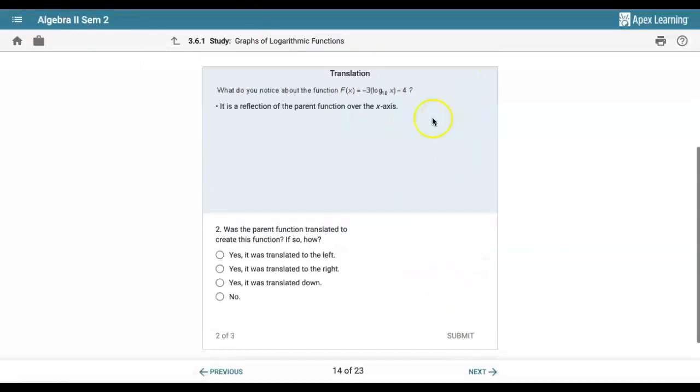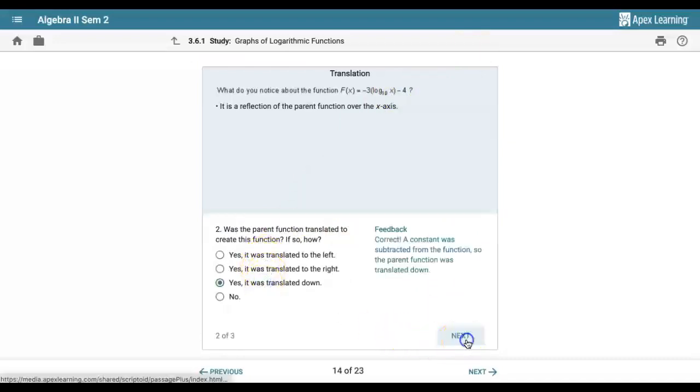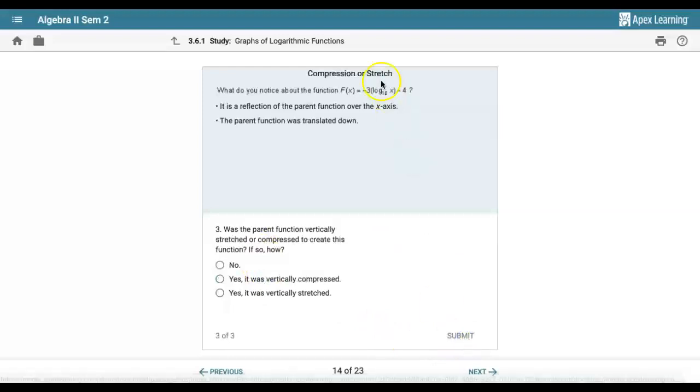Next question, was it translated? And if so, how? Well, we've got a minus 4 outside of our x value. So that means, yes, it was translated, and it was translated down. And then finally, compression or stretch. And yes, it was. I've got a 3 value outside of my x, so therefore it was vertically stretched.